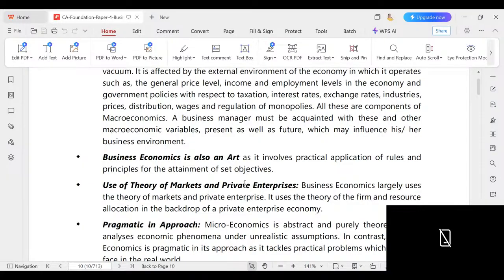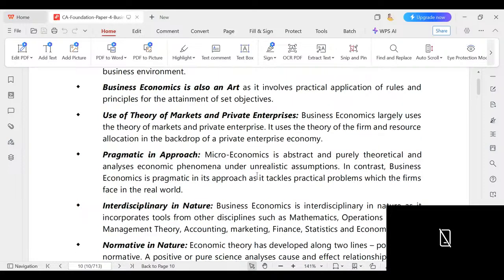It's a practical application. So business economics is also an art. Then the next topic is uses of theory of markets and private enterprises. So how can business economic theories be used at the market level and in private enterprises? Because it largely uses the theory of markets and price enterprises. It uses the theory of the firm and resource allocation in the backdrop of a private enterprise economy.